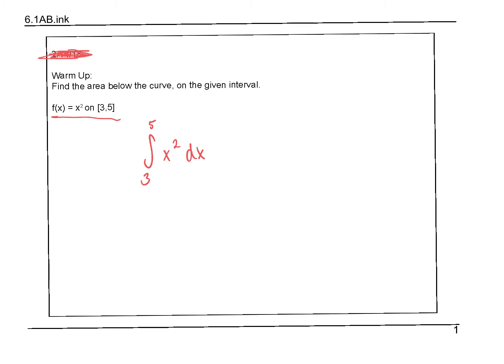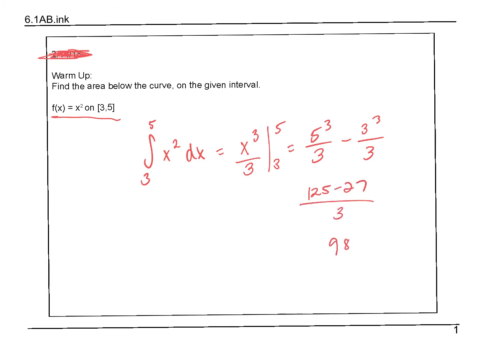In this case, this is an easy one, a quick refresher on anti-deriving. This would give me x cubed over 3 from 3 to 5. And then I would evaluate it at 5 cubed over 3 minus 3 cubed over 3. So that would just be 125 minus 27 over 3, or 98 thirds.